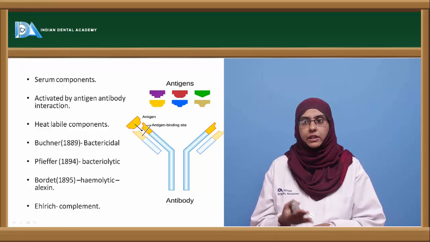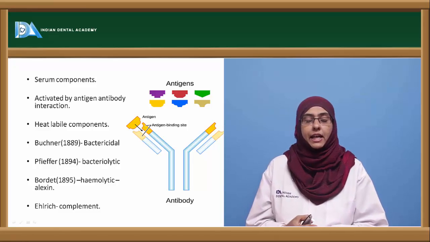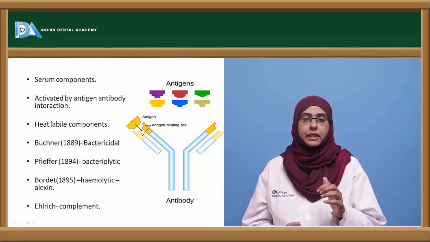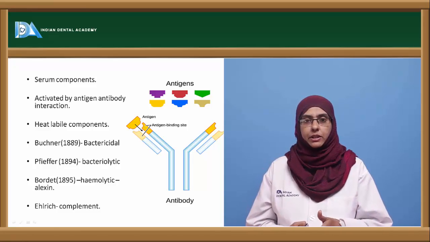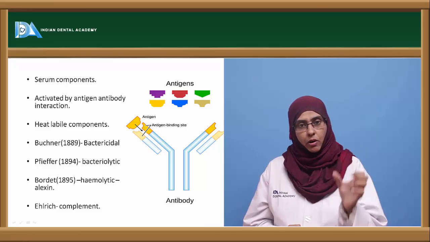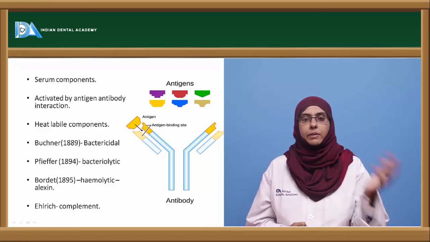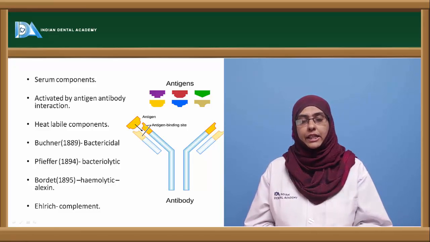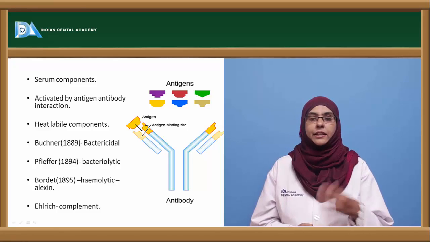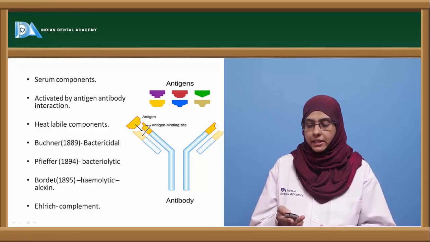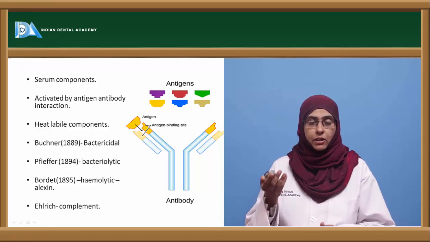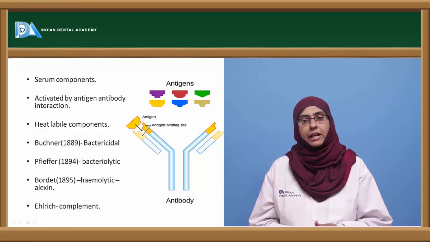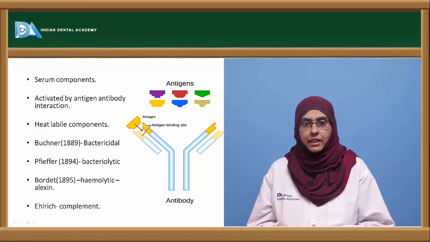And finally it was Bordet who said that bacteriolytic and hemolytic activity is present in the normal serum, and the serum contains certain components that complement the activity of the antibody. So apart from heat stable antibodies, other components are also present in the serum that complement the antibody to bring about the hemolytic or bacteriolytic activity. He gave the term alexins. Later on, these alexins were renamed by Ehrlich as complements. So now we know that there is a complement system in the serum of an individual that is able to carry out bacteriolytic, bactericidal and hemolytic activity.